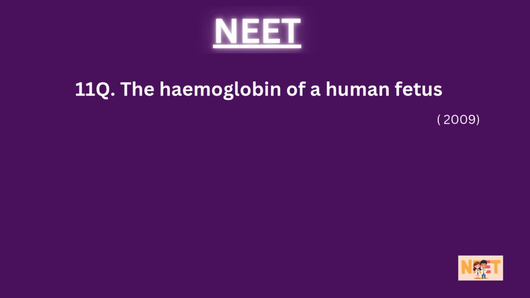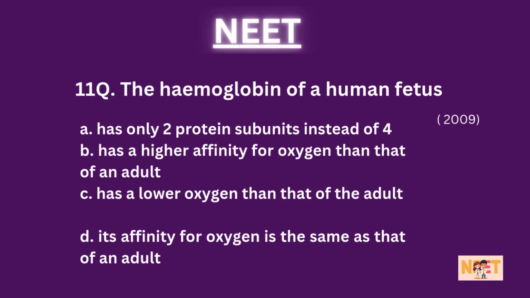Eleventh question. The hemoglobin of a human fetus A. Has only 2 protein subunits instead of 4. B. Has a higher affinity for oxygen than that of an adult. C. Has a lower affinity for oxygen than that of the adult. D. Its affinity for oxygen is the same as that of an adult.